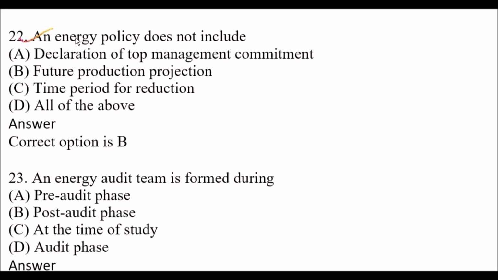Next question. An energy policy does not include: option A, declaration of top management commitment. Option B, future production projection. Option C, time period for reduction. Option D, all of the above. Right answer is option B, future production projection. Okay, an energy policy does not include future production projection.